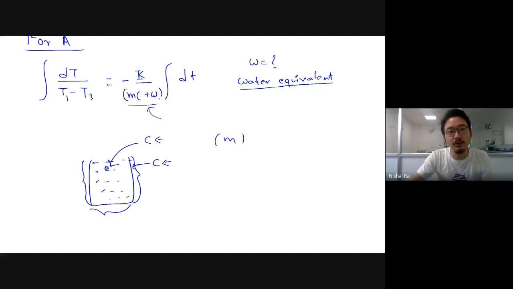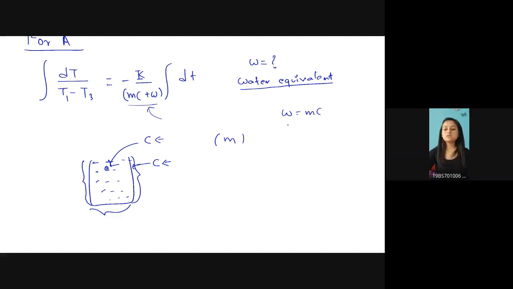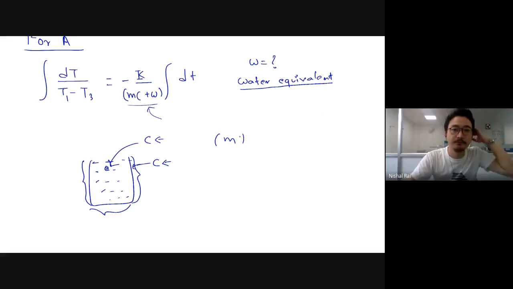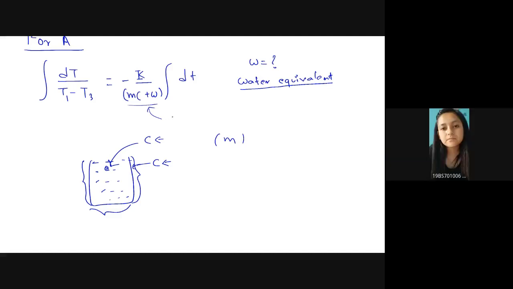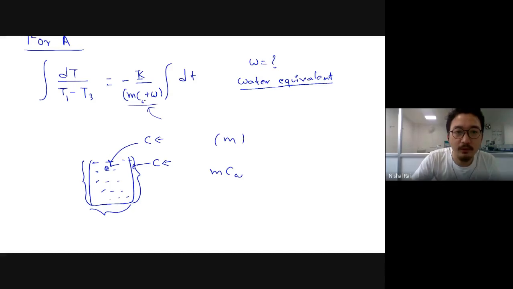So what we do, we put W, which is here, the water equivalent. It will take into account both your mass as well as the specific heat capacity. Because how was it defined? M into C, do you remember? So that's why. Clear? Let's put it this way: MC for the water, plus, due to this material, an additional MC will come. So that's why we are adding these two. Now, is it clear at this point?